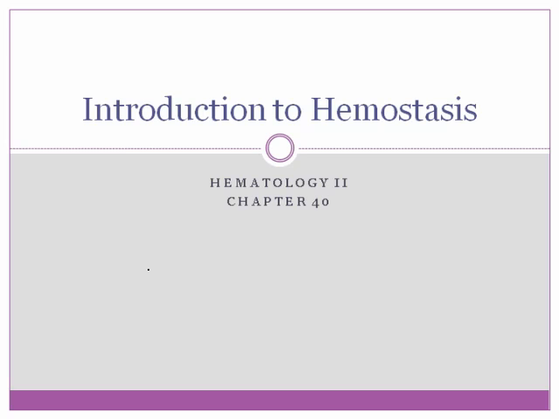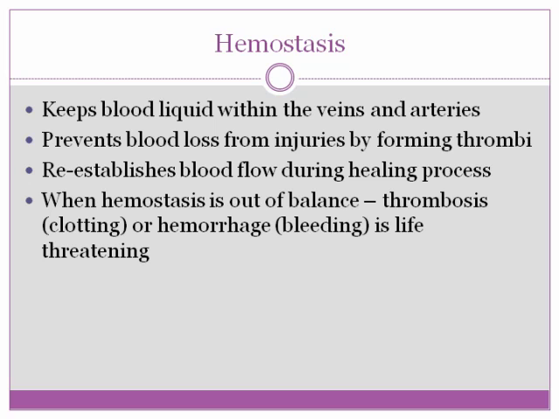All right, so chapter 40 is all about hemostasis and coagulation. We are going to go through what exactly hemostasis is. Hemostasis is just our body's way of making sure that your blood stays liquid in your veins and arteries and not clotted. It prevents us from having blood loss from injuries. It helps reestablish your blood flow while you're healing.